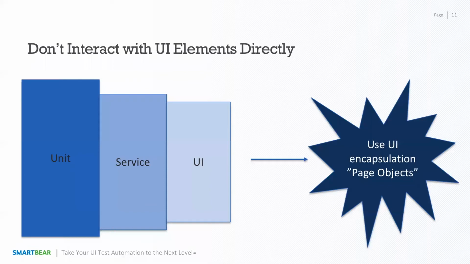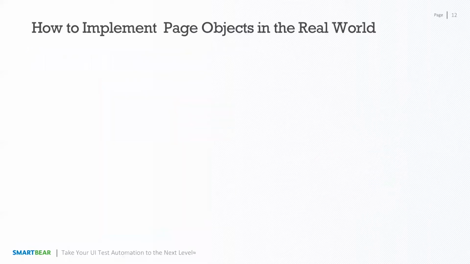I think so too. And so a way to think about this is implementing page objects in the real world. We're going to take the common example, the e-commerce site. You can split this up into two categories, the what and the how.